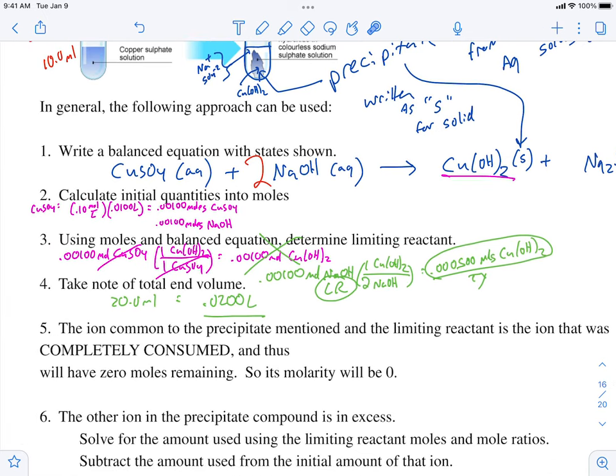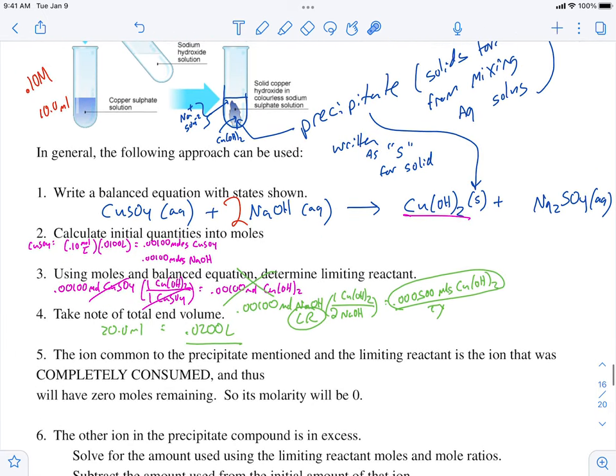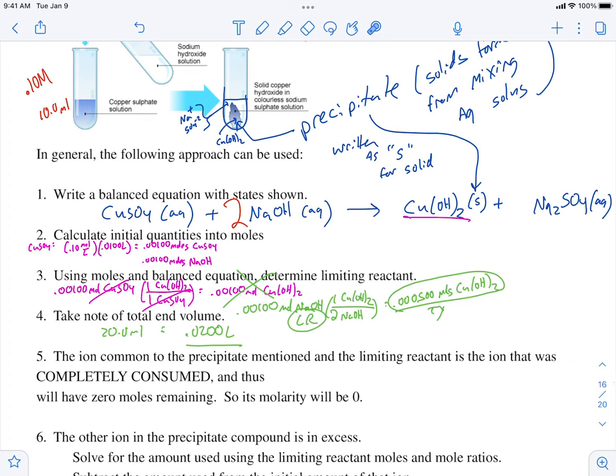So when you get to this point in a problem, you need to assess: the ion common to the precipitate and the limiting reactant is completely consumed, and thus its molarity is zero. In this case, hydroxide.